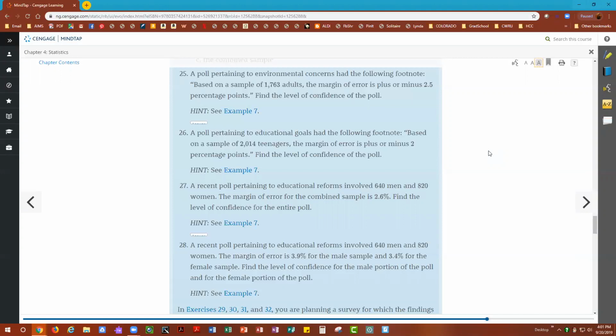Okay, so basically they're asking us to find the level of confidence here, which means we know the margin of error, we know our sample size, which is 2014 teenagers. So based on that information, can we figure out if this was a 85% confidence level, 90%, 95%, or somewhere in between? So we're just basically trying to figure out what that level of confidence is. So let's go ahead and take a look at how we can find the answer to this question.